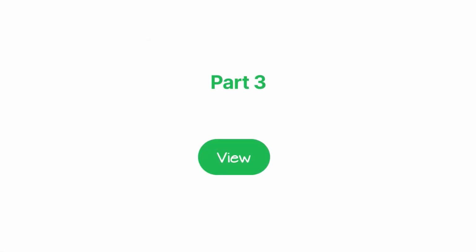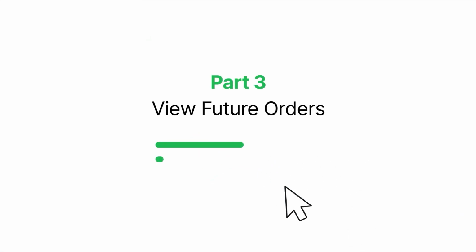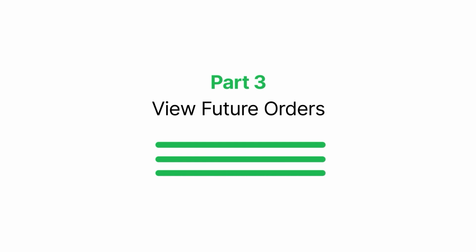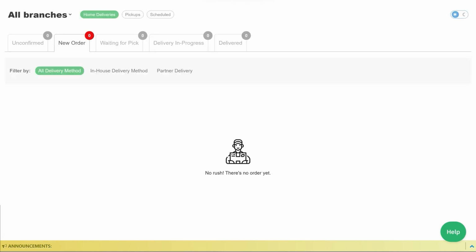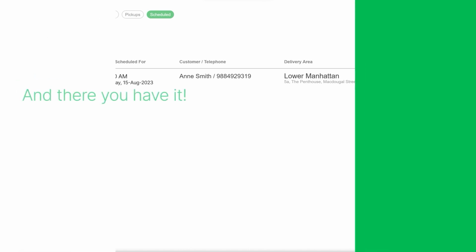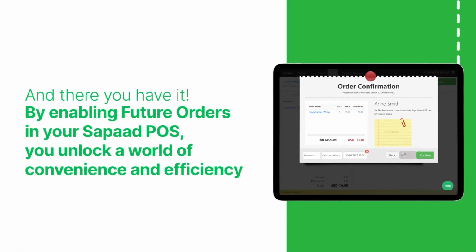Part 3. Wondering where you can view all your future orders? It's simple. Just head over to Delivery Manager, navigate to Home Deliveries, and click on Scheduled. And there you have it. By enabling future orders in your Sapaad POS, you unlock a world of convenience and efficiency.